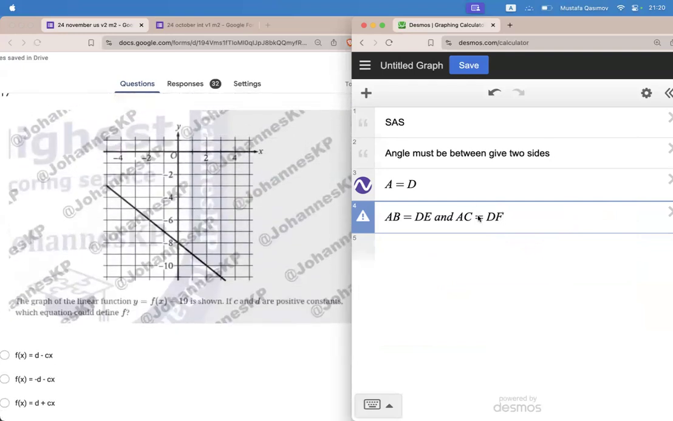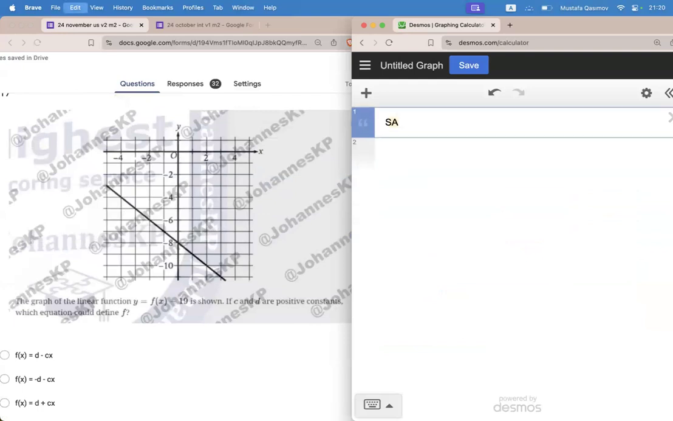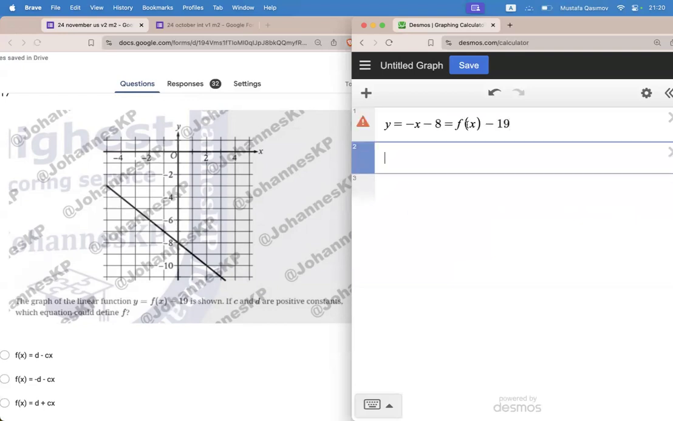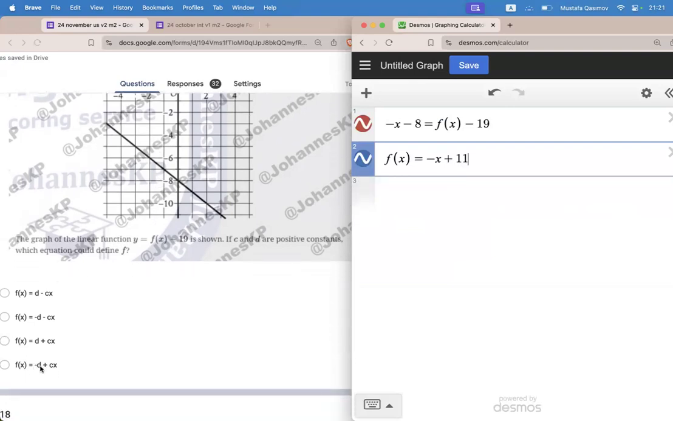This one, first we have to find this equation. You can see that it is going down, so it means that the slope is negative. We don't need to find the exact value of the slope, but let's do it because it is not very hard. You can create a triangle here. It will be 2 and 2, so it is 1. It is negative 1, negative x minus 8. It says that f of x minus 19 is shown, so it means that it is equal to f of x minus 19. And from here we have to find f of x. f of x will be equal to negative x plus 11. So that's why we have to take negative c and positive d. The answer will be c here.